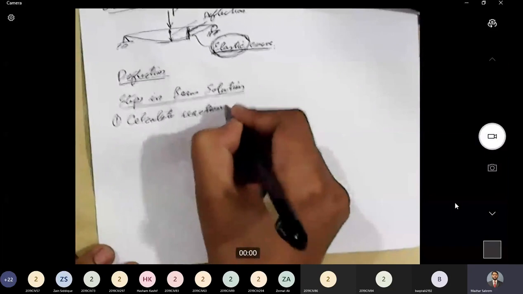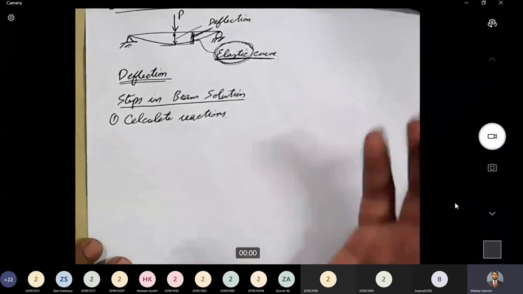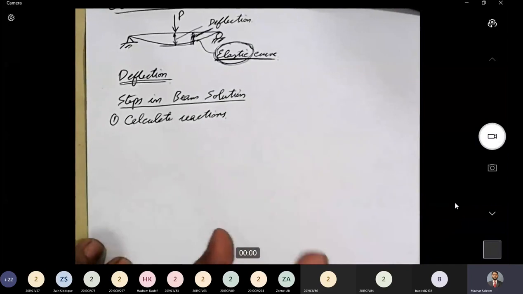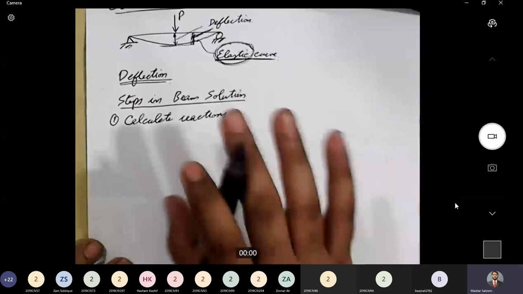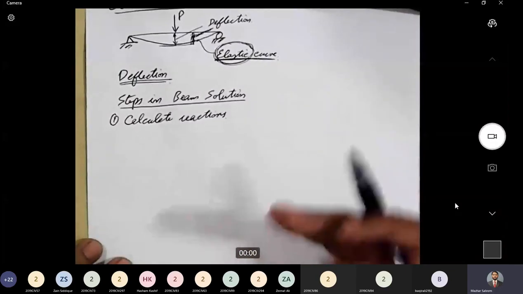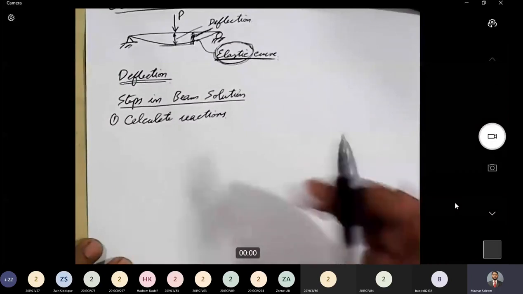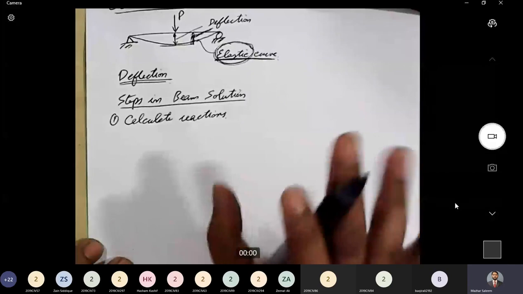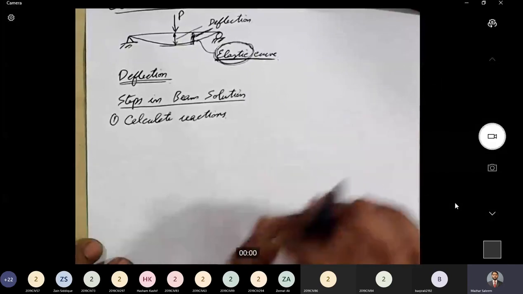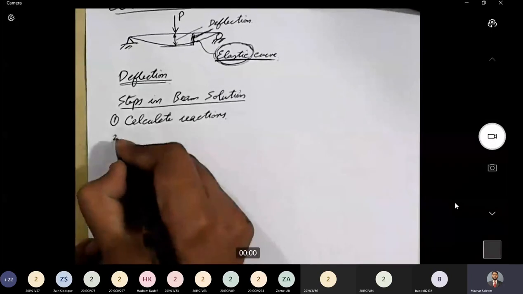So whenever we are provided with a problem and given a diagram, our first step will be to calculate reactions against the applied loading. In our last class, we discussed in detail what the different support types are and what different reactions can be generated on those supports. So we already know that. Whenever any beam is given to us, we will identify which reactions can be generated, and then we will quickly calculate those reactions. This will be our first step.